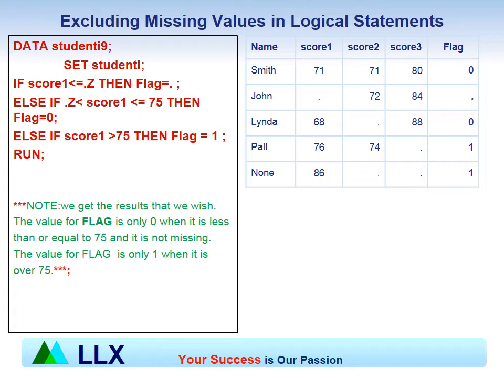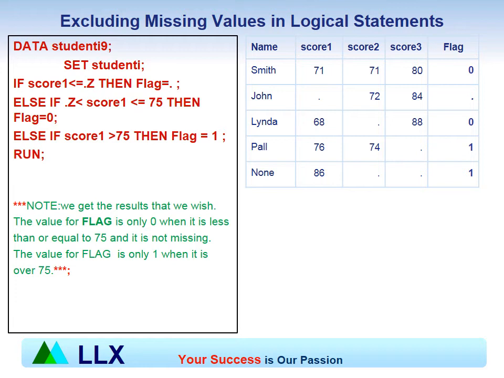This is followed by else if .z less than score1 less than or equal to 75, then flag equals 0. This gives the condition for setting flag to be equal to 0 by binding the condition on two sides. It makes sure that score1 is less than or equal to 75, and that it is greater than a missing value. In other words, greater than negative infinity.